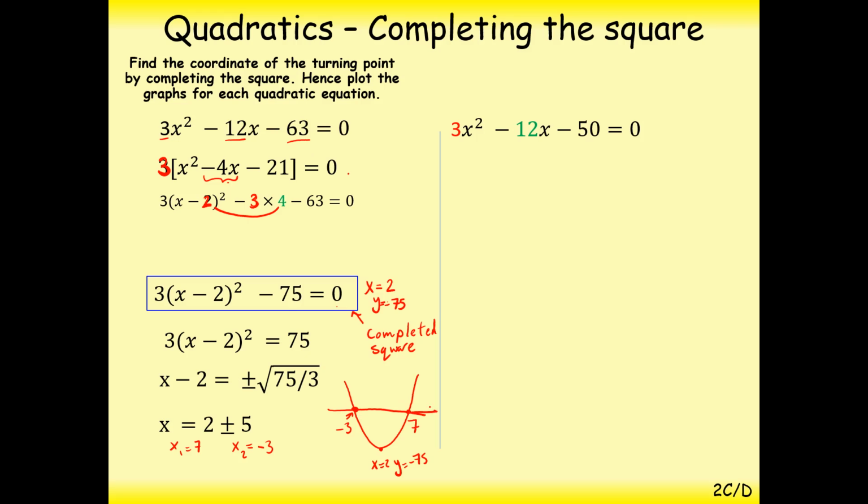Alright. If you had to figure out the y-intercept at this line here, you substitute x equal to 0 and you end up with 3 times (-2) squared, -75. So substituting 0 will cancel away the x here. So 3 times -4 is -12, -12 -75 is -87.